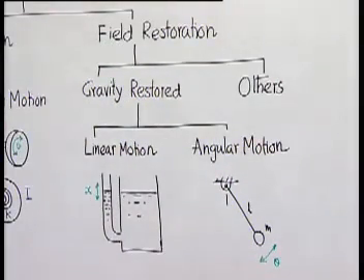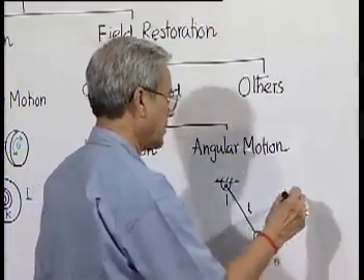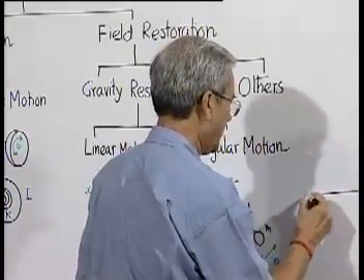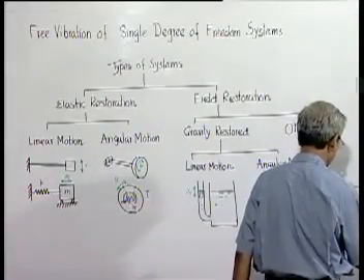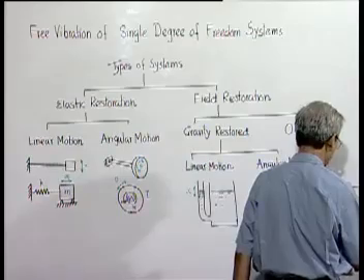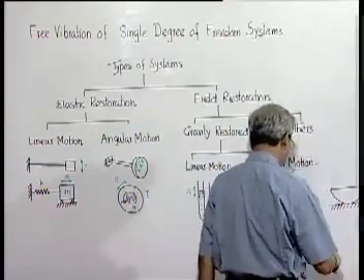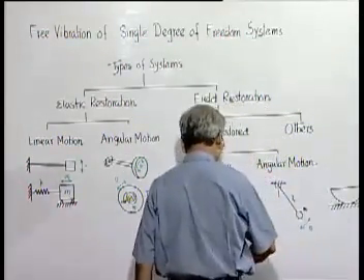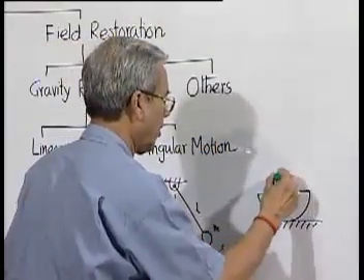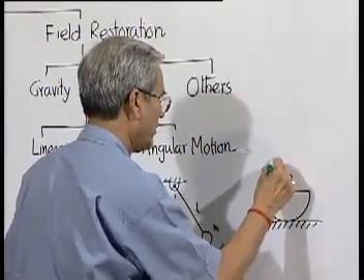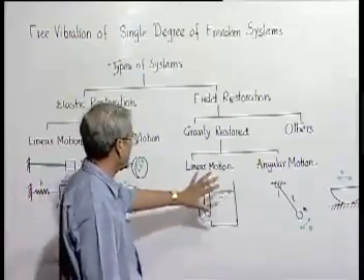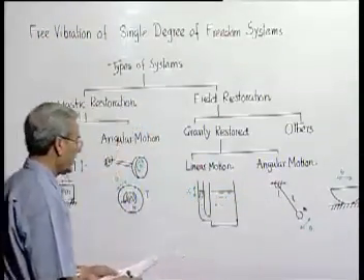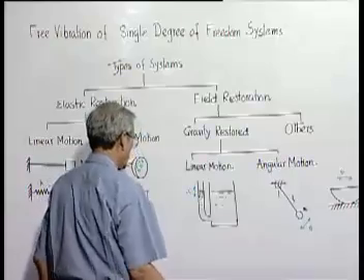There are other types of gravity restored systems. Suppose you take a half cylinder lying on a rough horizontal plane. If you disturb it from this equilibrium position, we know that it will rock. So these are the elasticity restored systems, these are the gravity restored systems. There are many other examples which we did not consider now.